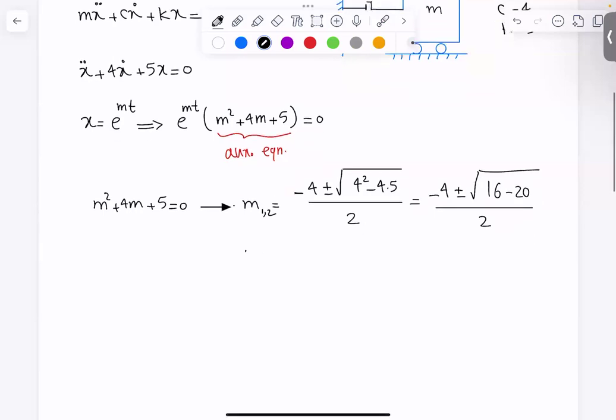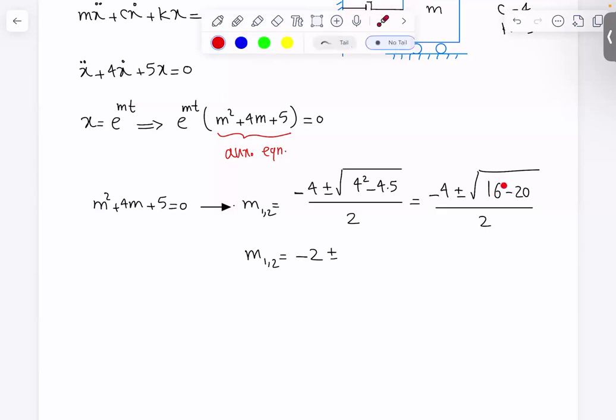So the two roots of the auxiliary equation, also known as the characteristic equation, will be negative 4 divided by 2, or negative 2, plus minus i, since the square root of negative 4 is 2i, divided by 2 is i. So these are the roots of the auxiliary equation.